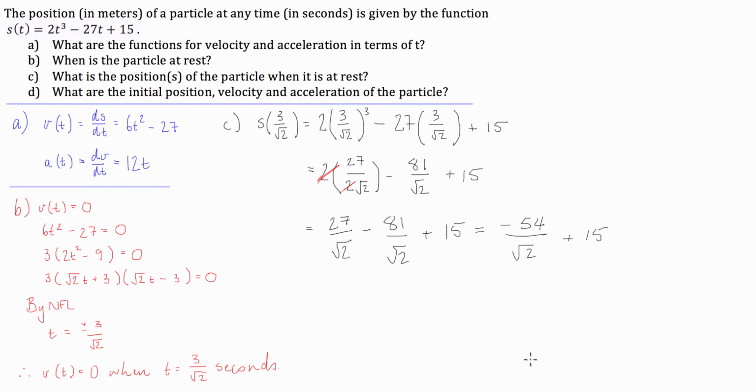So, when it is at rest, the position of this particle, so s of 3 over square root 2, I'll write: therefore, s is equal to 15 minus 54 divided by the square root of 2, in meters. The reason I put it in brackets is so you know that that's the exact value of my distance, which I'm measuring in meters.